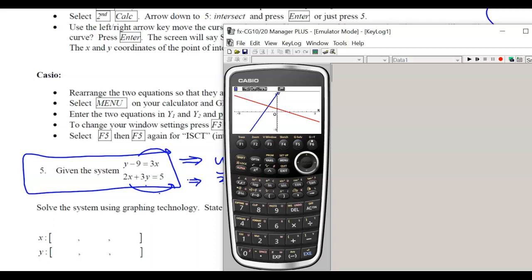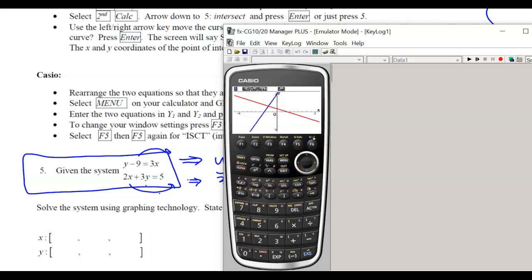I can see the equations. If your window setting isn't set up correctly, you might not be able to see both lines. So if that's the case, go to window, which is F3. Okay, and you'll see there the third one is standard. For a TI, you go to window and down to standard. Then press on that, and it'll convert it to standard, which is negative 10 to positive 10. So we've got that, and then exit on that, and draw again.